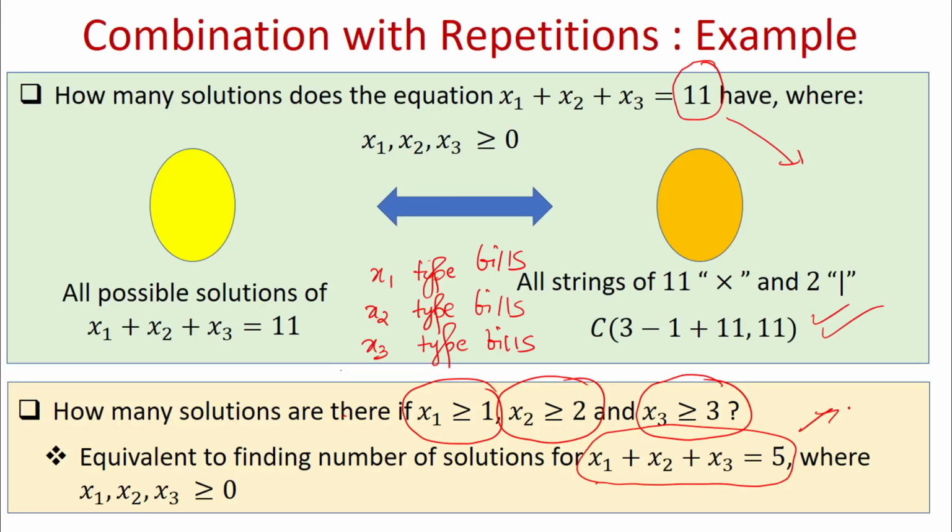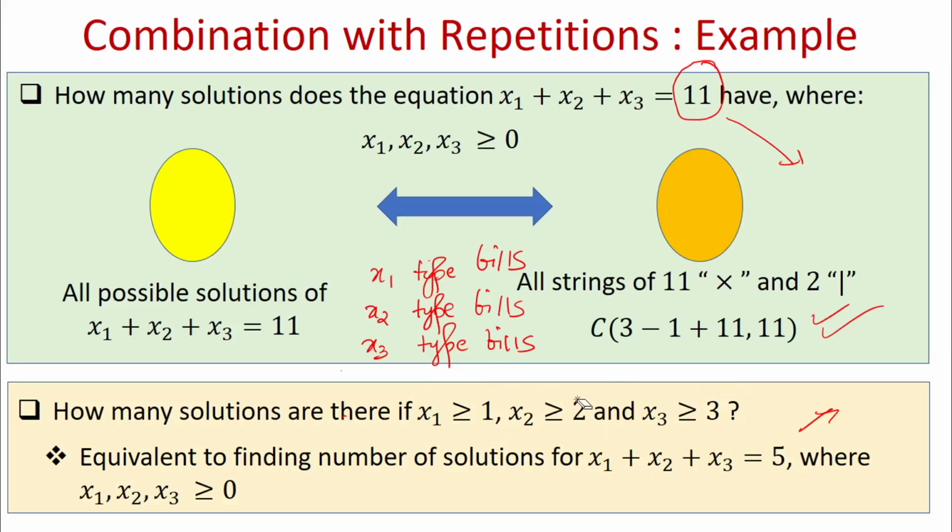And now for choosing these 5 remaining bills, I have no restriction. I can pick all of them of type x1, or all of them of type x2, or all of them of type x3, or one bill of type x1 and 4 bills of type x2, or one bill of type x1, 2 bills of type x2, and 2 bills of type x3, and so on. Now we know how many ways I can satisfy this equation where there is no restriction on x1, x2, x3. That will be nothing but C of, I have 3 bills, so 3 minus 1 plus r, where r is 5, comma r.